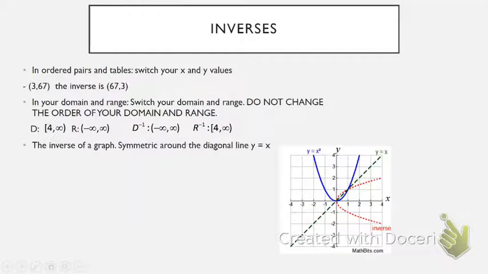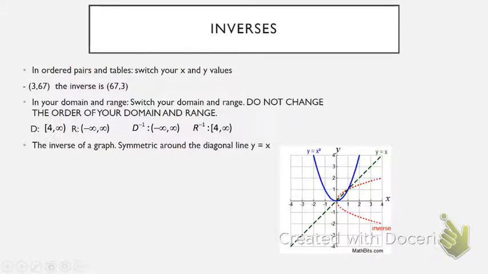Inverses, all right? Ordered pairs, you switch your x and y values. In an ordered pair, you switch your x and y values, and that's the inverse. Don't overthink it. Don't make it extra complicated. Just use logic. Switch your x and y.